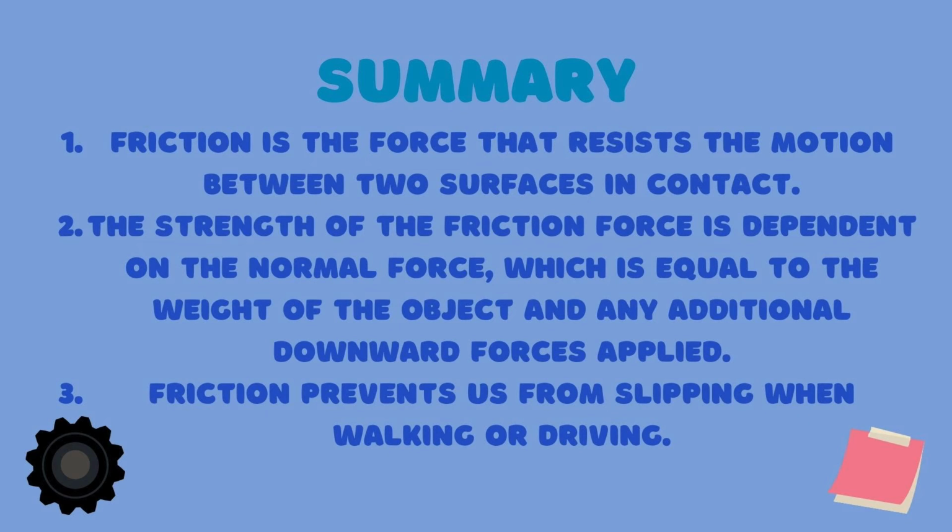In summary, we learned that 1. Friction is the force that resists the motion between 2 surfaces in contact. 2. The strength of the friction force is dependent on the normal force, which is equal to the weight of the object and any additional downward forces applied. And 3. Friction prevents us from slipping when walking or driving.